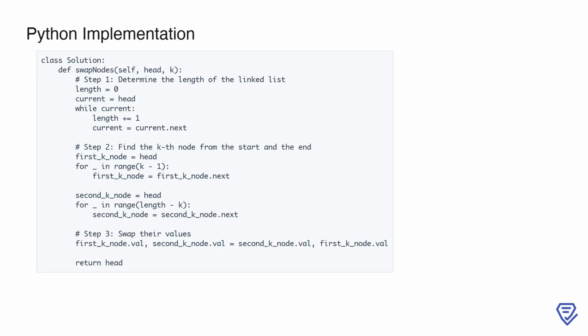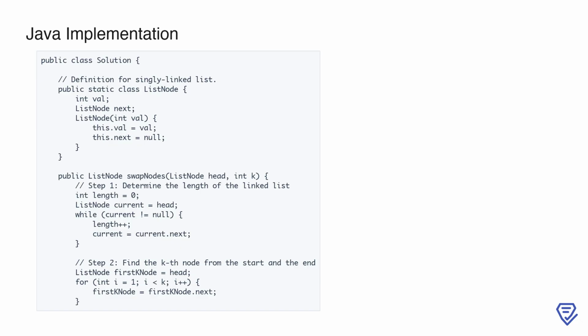Edge cases, such as k being 1 or k being equal to the length of the list, are naturally handled by the algorithm. Here, we are implementing a solution to swap nodes in a linked list. We start by defining a class for the singly linked list, where each node has a value and a pointer to the next node. The main function, swapNodes, takes the head of the linked list and an integer k as input. First, we calculate the length of the linked list by iterating through it with a current pointer, incrementing a counter variable length at each step. This helps us determine the positions of the nodes to be swapped.